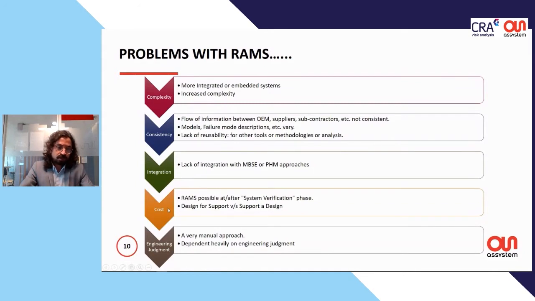And then we have the cost. Now the point is that if you think about the V cycle which I showed you before, the idea is that RAMS comes at a very late stage, almost at the system verification phase. So the problem at this stage is that if the system is not up to the mark, let's say, according to the RAMS standards, then what happens is either you have the option to design for support or you end up supporting a faulty design.